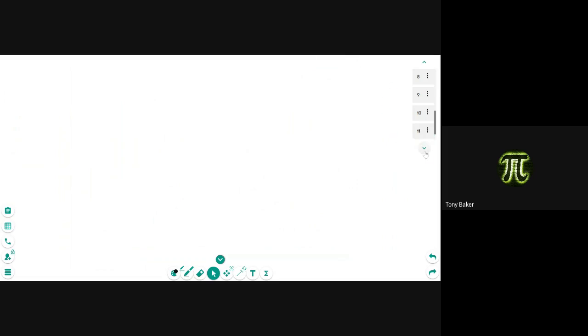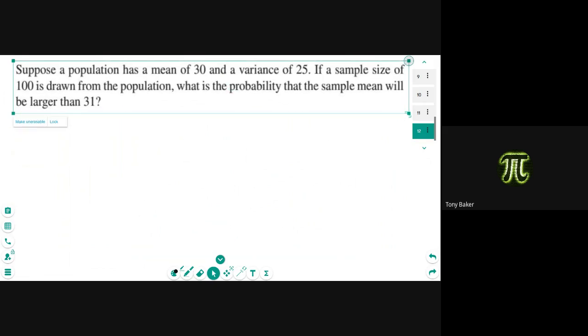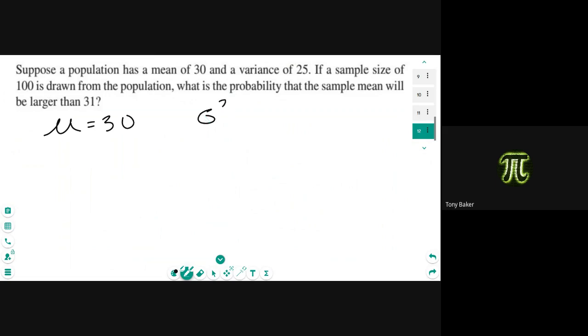All right, let's actually do a problem. Let's do a couple problems. So in this case, my population has a mean of 30 and a variance of 25. So what's my standard deviation?